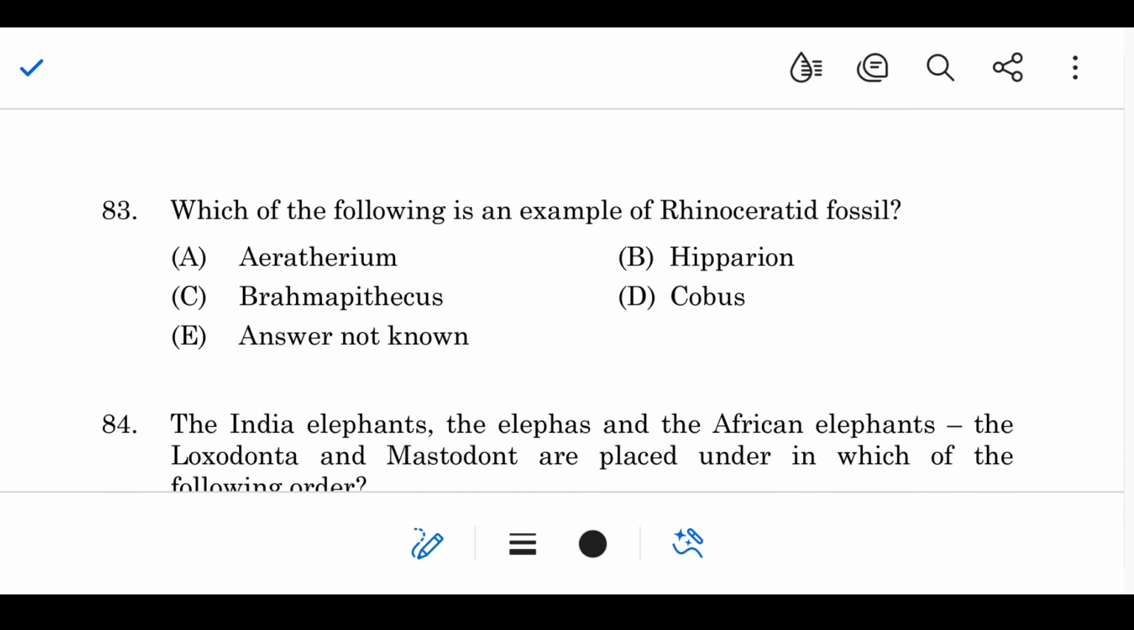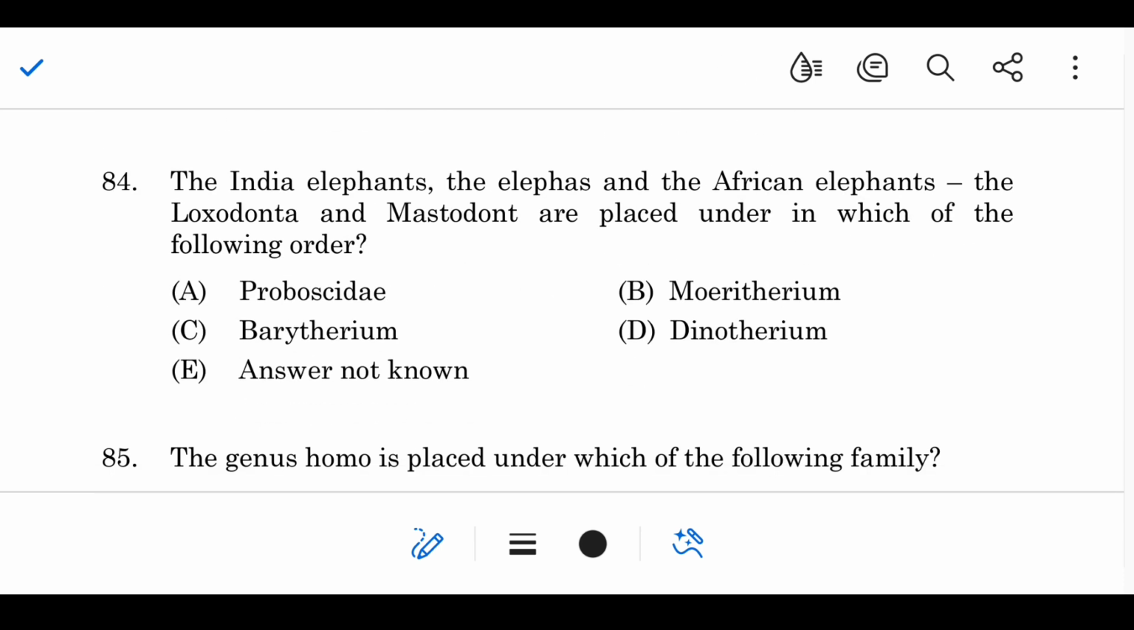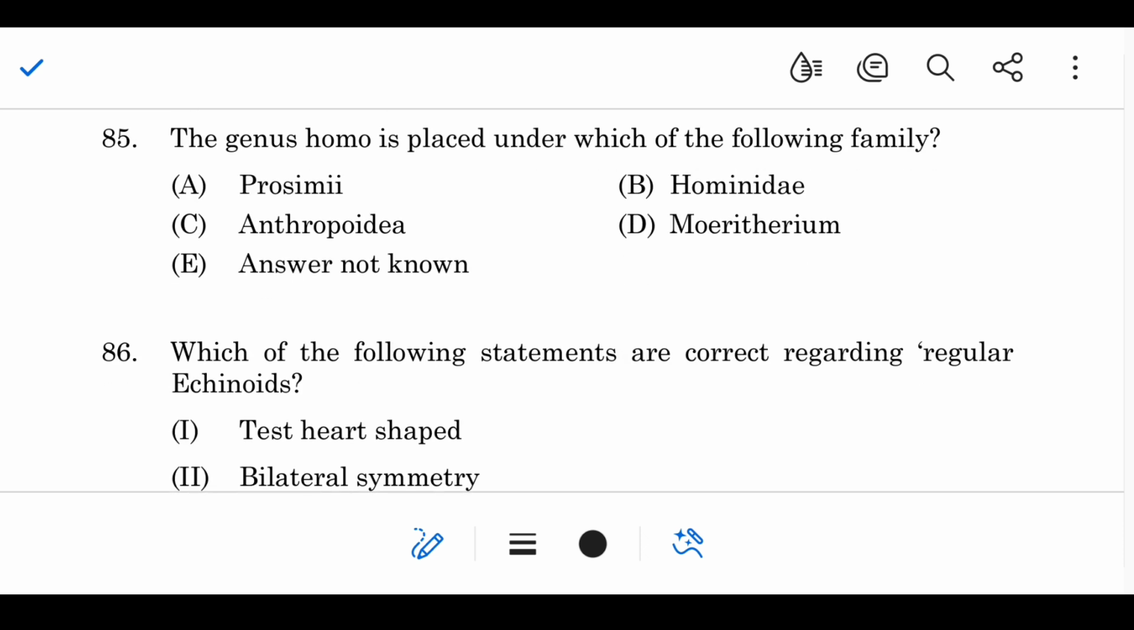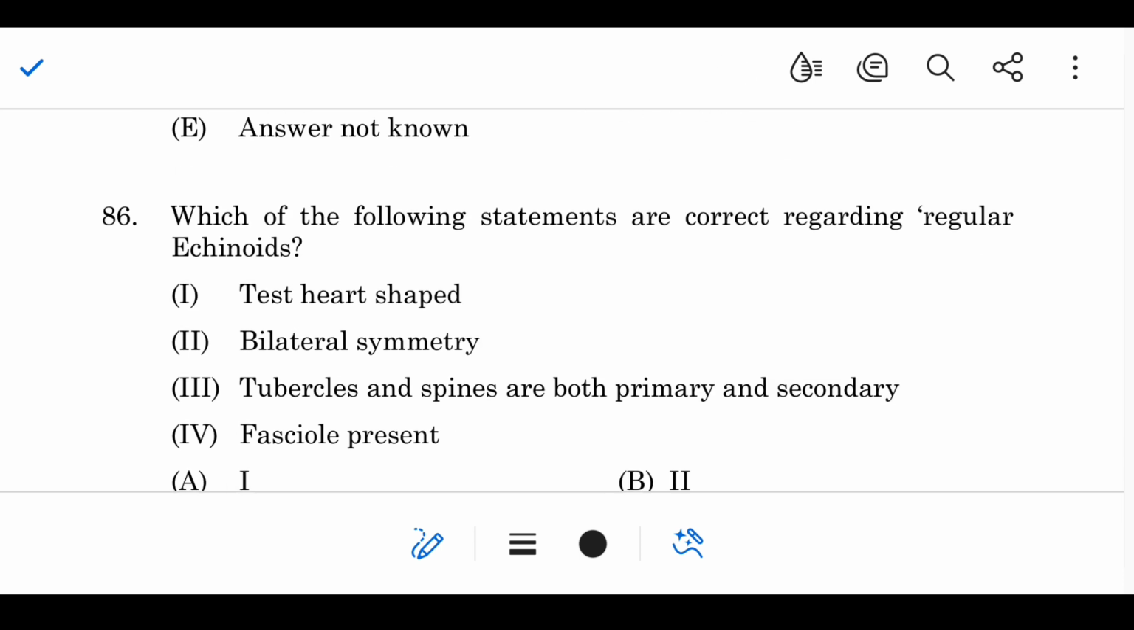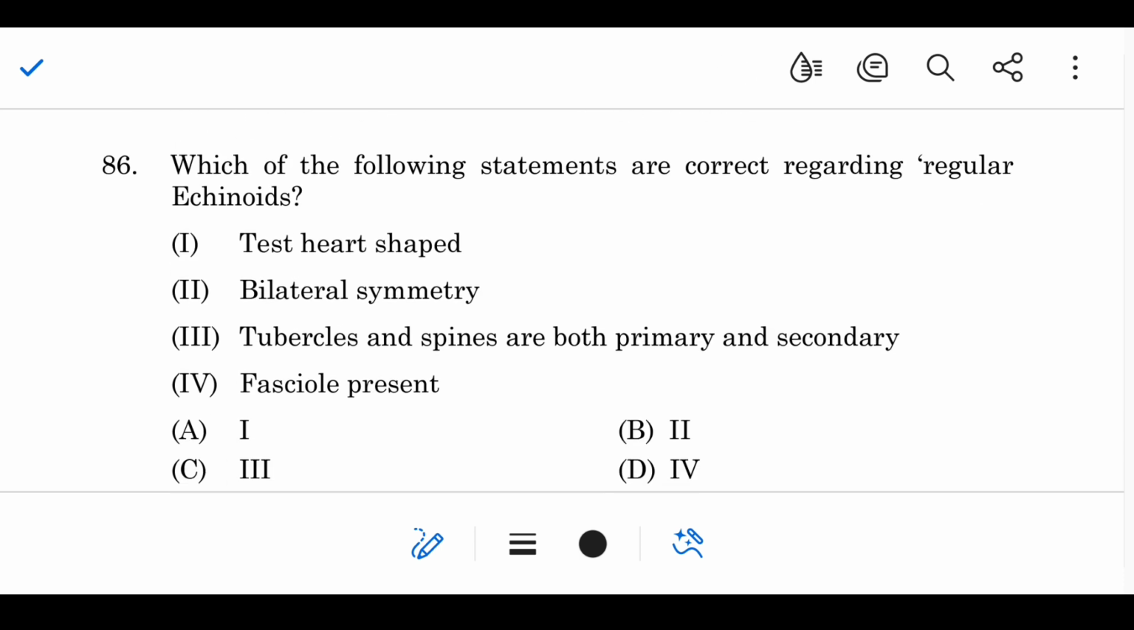83. Which of the following is an example of a rhinocerotoid fossil? Aceratherium. 84th question: the Indian elephant and African elephant, the Loxodonta, and Mastodon are placed under which of the following orders? Proboscidea. Option A is the correct answer. 85th question: genus Homo is placed under which of the following families? Hominidae.